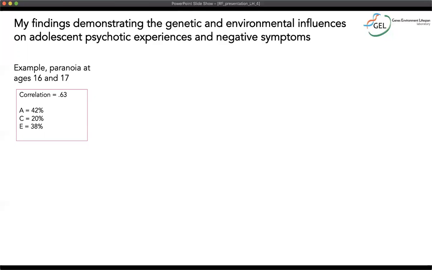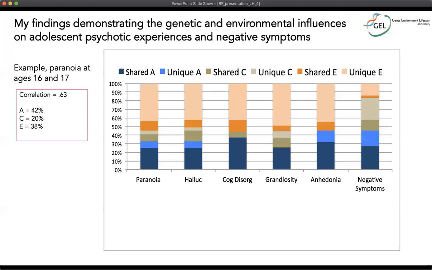And we found that 42% of this phenotypic correlation was explained by genetic factors, 20% was explained by common environmental factors, and 38% was explained by non-shared environmental factors. And we can go one step further and look at the variance or individual differences in our traits at 17 years. And we can decompose this variance into that which is due to genetic and environmental factors shared with age 16, and these factors that are not shared and are unique to age 17.